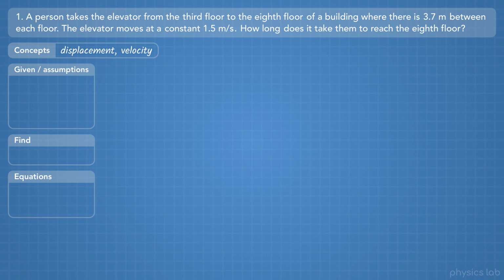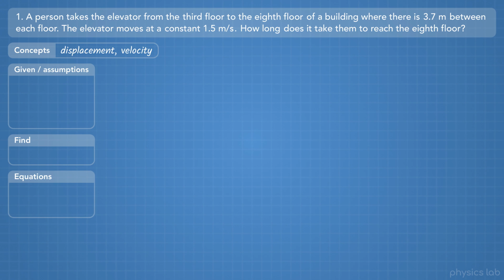A person takes the elevator from the third floor to the 8th floor of a building where there is 3.7 meters between each floor. The elevator moves at a constant 1.5 meters per second. How long does it take them to reach the 8th floor?